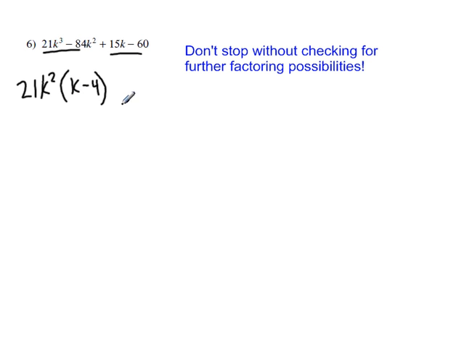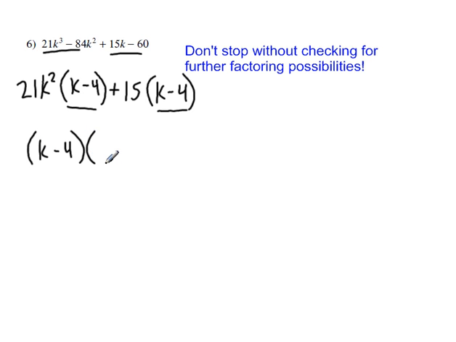And if you need me to slow down, you have control over my speed. So pause me anytime you need to, to work ahead or to catch up. In my second set, my greatest common factor is a 15, leaving me with k minus 4. These are the same. That should happen. So k minus 4. And now what's left?